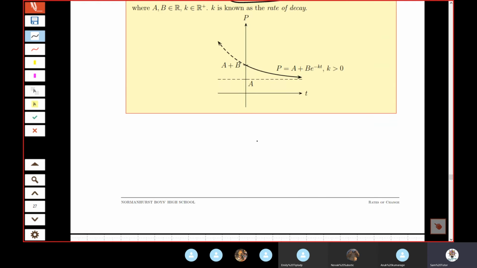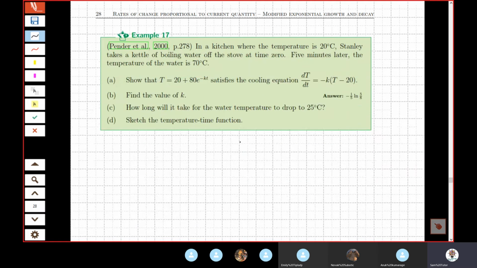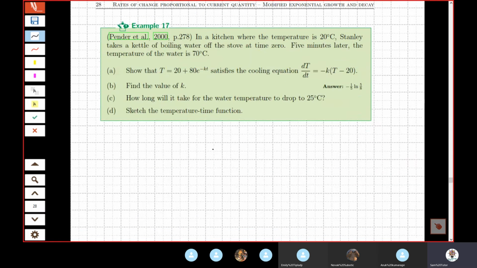So I think the best thing is just to do a question. Let's have a read. In a kitchen where the temperature is 20 degrees, Stanley takes a kettle of boiling water off the stove at time 0, of course, initially. 5 minutes later, the temperature of the water is 70 degrees. Show that T equals 20 plus 80 E negative KT satisfies the cooling equation.